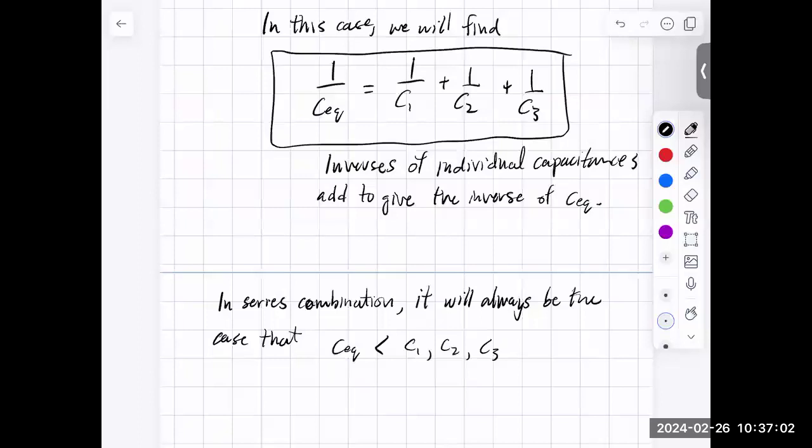So if you're in the lab and you need to make a larger capacitance, you should connect individual capacitors in parallel. If you want to make a smaller capacitance, you should combine the individual capacitors in series. Okay, so we probably have time to verify the parallel combination. So let's do that.